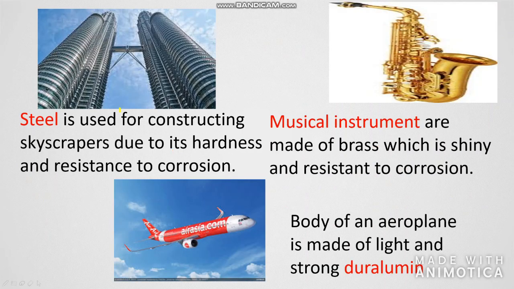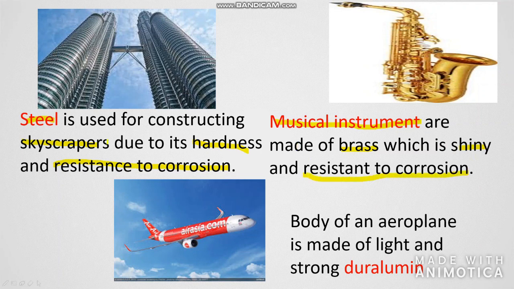Okay, next. Kita tengok kegunaan alloy dalam kehidupan seharian. Steel is used for constructing skyscraper due to its hardness and resistant to corrosion. Okay, steel ini sangat hard and strong. Okay, musical instrument, alatan instrument. Okay, alatan muzik, mana satu alloy yang digunakan untuk membuat alatan muzik, iaitu brass. Brass ataupun dalam BM ialah loyang. It is shiny and also resistant to corrosion.